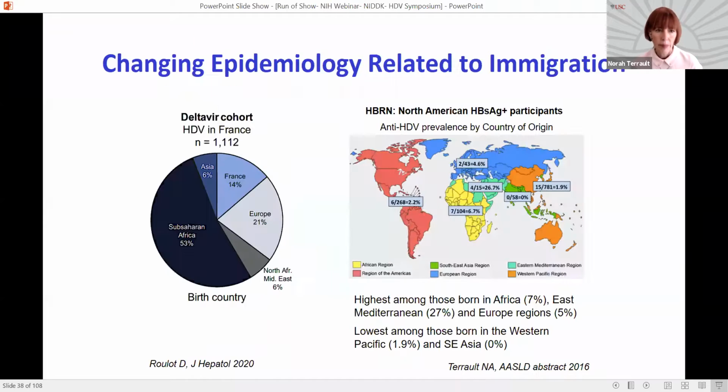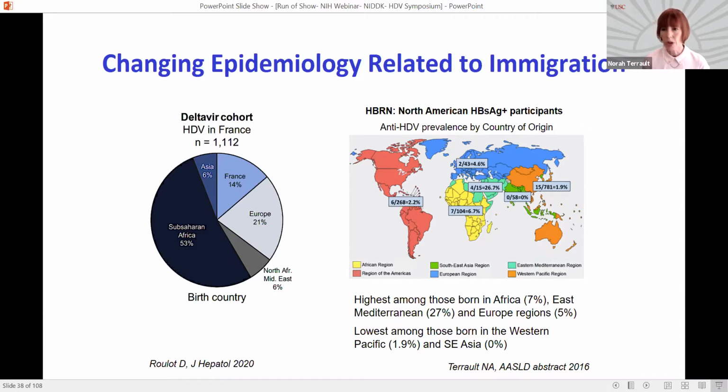Next. But the other aspect of the changing epidemiology is that immigration continues and is continuing to change sort of what we see in terms of where Delta is. So shown on the left is a study of a large cohort from France of over 1,000 patients with Delta. And it emphasizes that most of the Delta in France is now imported, meaning among foreign-born. You can see half of their patients are from sub-Saharan Africa, and actually the majority are non-Europeans.